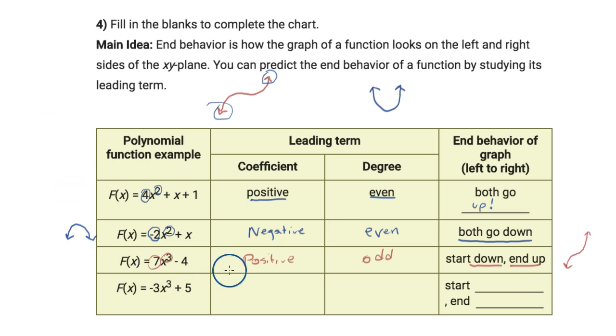Our last example, we have a negative leading coefficient. We have an odd degree, which means because it's going to be flipped from our previous example, we are going to start up and end down. If we take a look at the graph, we have an S that is flipped from our positive degree of 3. It starts up and it ends down.